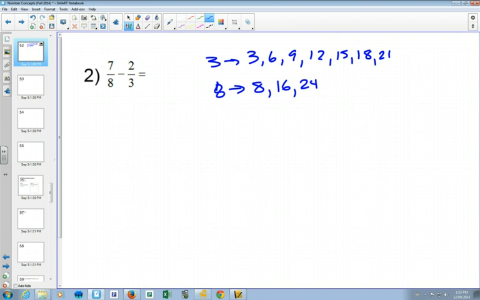What's the next one? 24. And now I have one that's the same. So if I think of it that way, I have one that's the same. So I can make them both over 24.